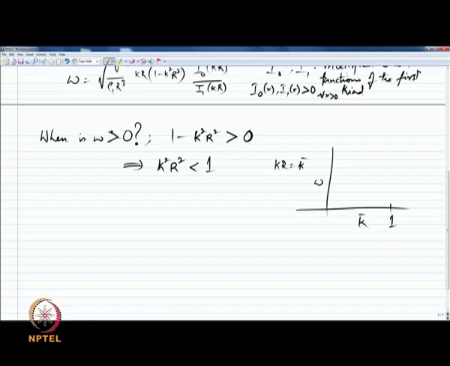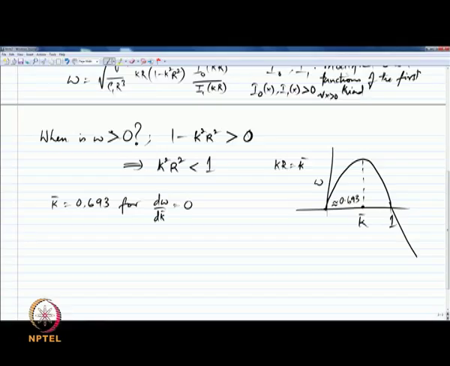Now, if I was to plot the rest of this dispersion diagram, again for all k bar greater than 1, omega is actually negative. And this peak occurs at a value of 0.693. So, k bar equal to 0.693 for d omega d k bar equal to 0.